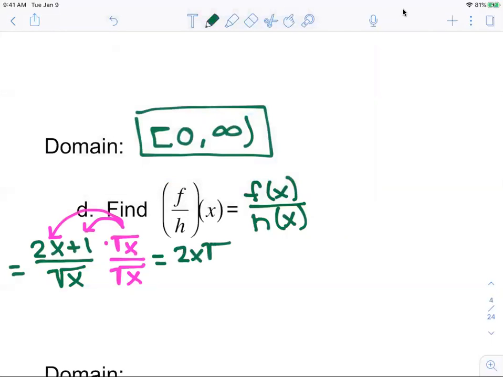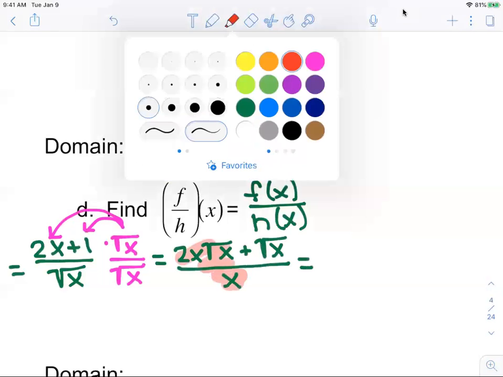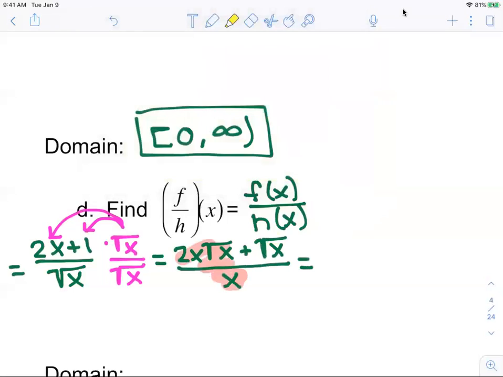2x times square root x plus 1 times square root x, which is just square root x, over, if we take a look at the denominator, square root x times square root x is just going to give us x. So we can go ahead and simplify a little bit more. I'm going to break this up into two fractions. This is one fraction, and this is the other fraction.